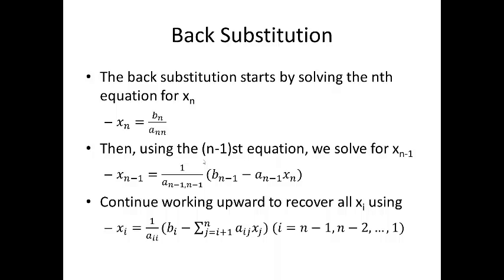Then we use our n minus first equation. We solve for x n minus 1. And that one looks a little bit nastier, but again, it's something we can do because we're tracing backwards. And if we were doing a closed form, we would continue working upward to recover all the x sub i using the closed form formula found under bullet point number 3. Now, that equation looks pretty nasty, but that's why we have computers to do it. It's also why we tend to do one step at a time when we work these things out by hand. Because I don't think we'd want to do this equation every time we're solving a linear system.